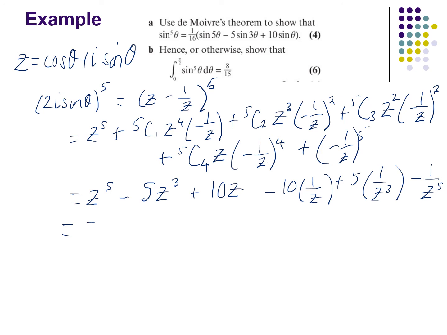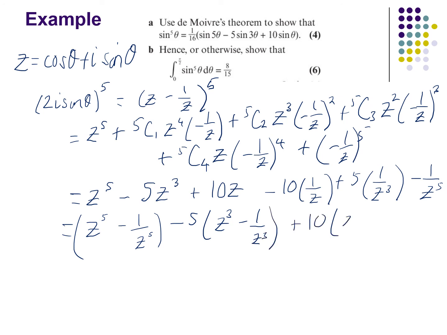So what I do is going to group them. So I've got z to the 5 minus 1 over z to the 5. Okay, if I take out a minus 5, I've got z cubed minus 1 over z cubed. You happy with that? Because I've taken out the minus. And then if I do plus 10, I've got z minus 1 over z.